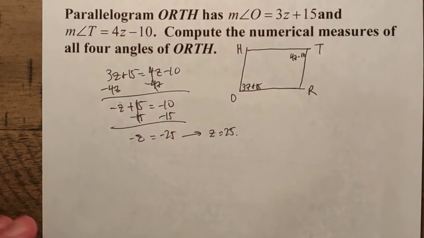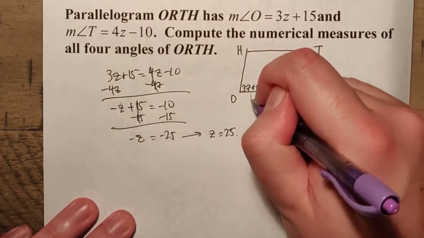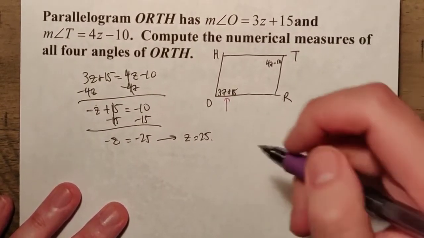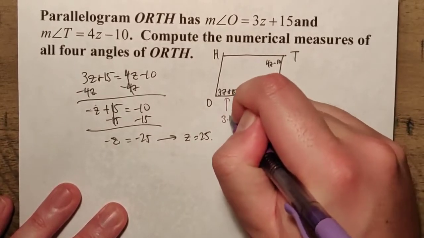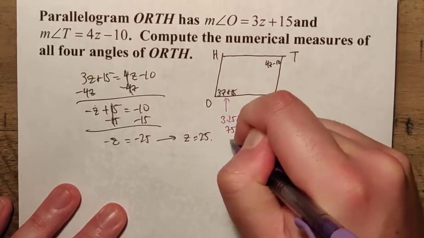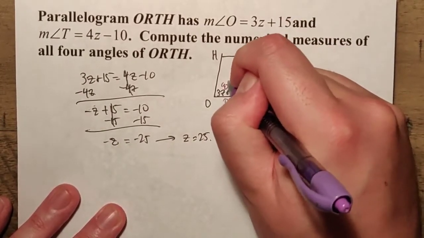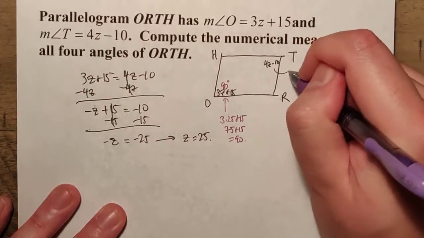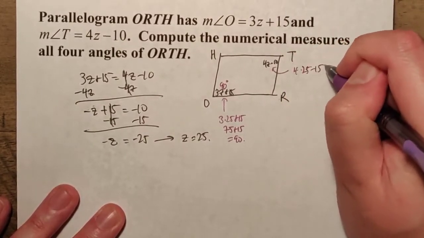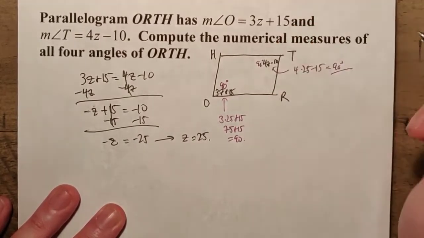That's great, because now we can actually fill in the rest of this here. Now that we know z is 25, we can go ahead and fill this in. So angle O here in this situation, z is 25, so we end up with 3 times 25 plus 15, and you end up with 75 plus 15, which is 90 here. So we have a 90-degree angle here. And then here we have 4z minus 10. This is 4 times 25 minus 10, which is 90 degrees as well. So that's a 90-degree angle as well.